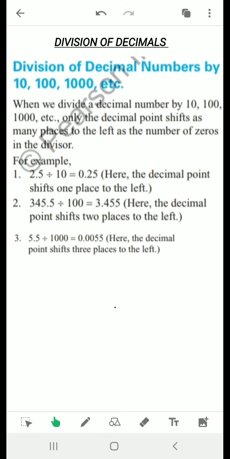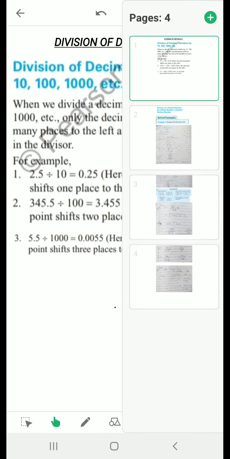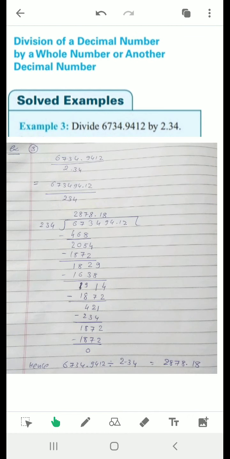Okay, so this is the method to divide any decimal number by 10, 100 or 1000. Our next topic is to divide a decimal number by a whole number or another decimal number. Now we need to divide a decimal by a decimal or a decimal by any whole number. Just like this is example number 3 of your textbook. Divide 6734.9412 by 2.34.